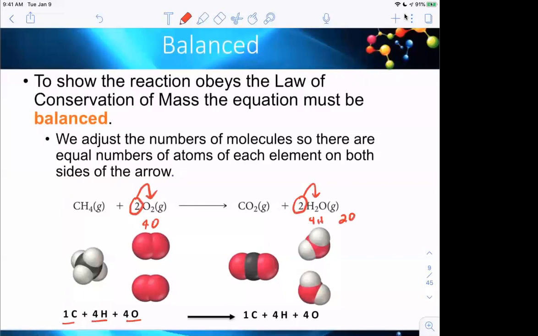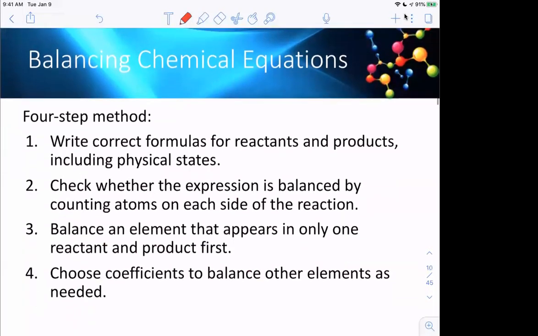So what I get then is, on the right side, I have 1 carbon, 4 hydrogens, and 4 oxygens. On the left side in my reactants, I have 1 carbon, 4 hydrogens, 4 oxygens. And on my right side in my products, I have 1 carbon, 4 hydrogens, and 4 oxygens. Well, the mass of this is going to equal the mass of that, because I know the masses from the periodic table. So this does now obey the law of conservation of mass.